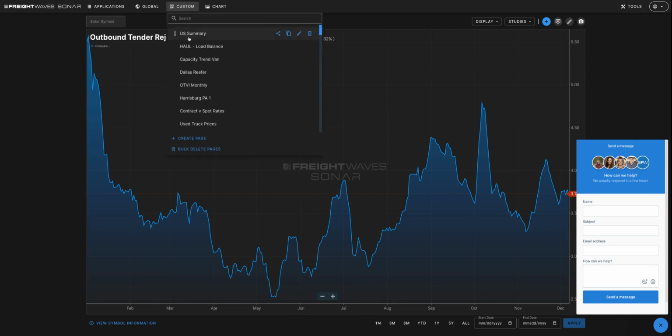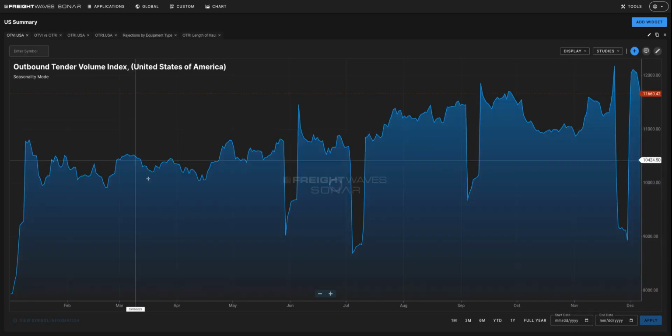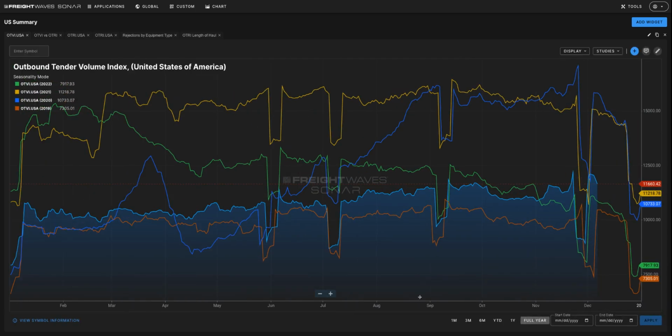So let me go ahead and go into the US summary. On this page, you'll see the outbound tender volume index. We are receiving this information from about 150 TMS and EDI partners. So what you're seeing here is the volumes in the country day over day. This is an indexed value as of January 2018, so the number doesn't necessarily matter. It's more important to pay attention to the change of that number over time.